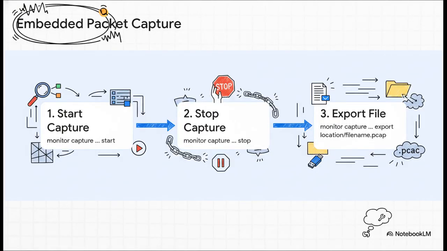This is absolutely invaluable when you suspect there's a misconfiguration or maybe even a software bug. And the process is super straightforward. You use the monitor capture start command to get things rolling. Then, just like with our radioactive trace, you replicate the problem. As soon as it happens, you run monitor capture stop, and then you just export the file as a .pcap.